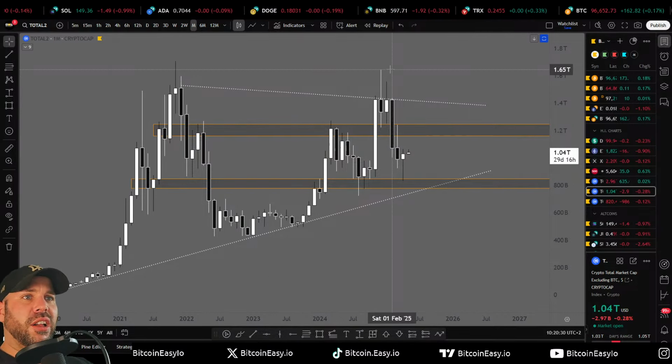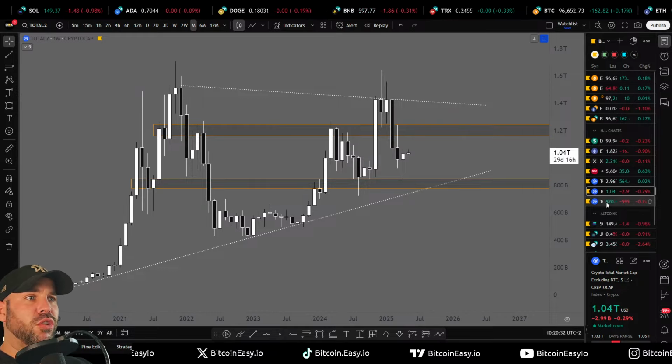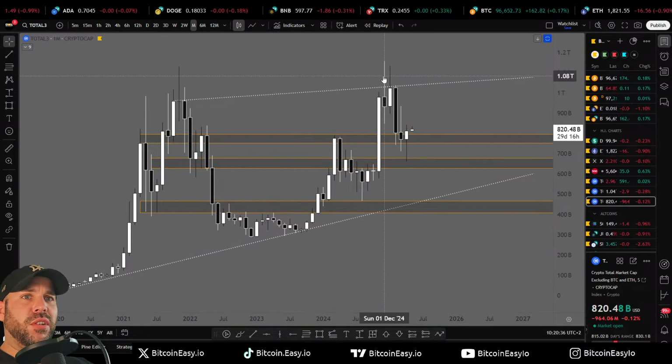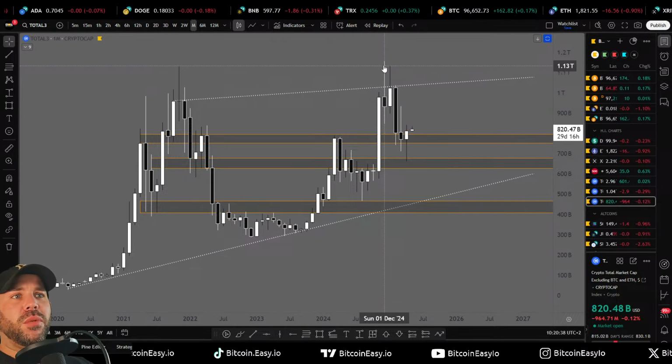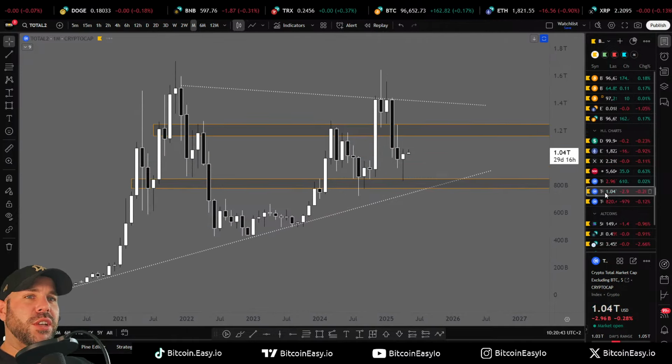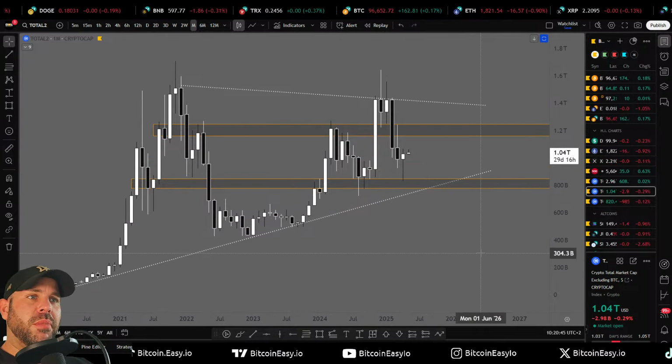If we look at the altcoin market, the total market cap excluding Ethereum and Bitcoin, total 3, then we can see that we already printed a new all-time high. But that also gives you a really clear image of how badly Ethereum is performing this cycle.